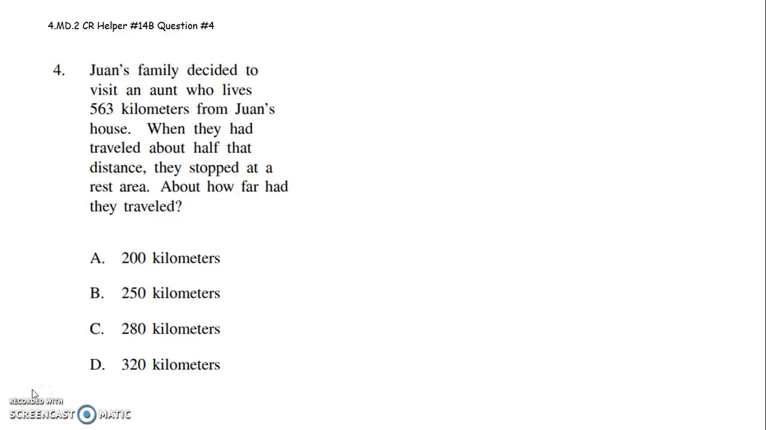All right, sixth graders, this is to help you with question 4 on CR 14 version B.